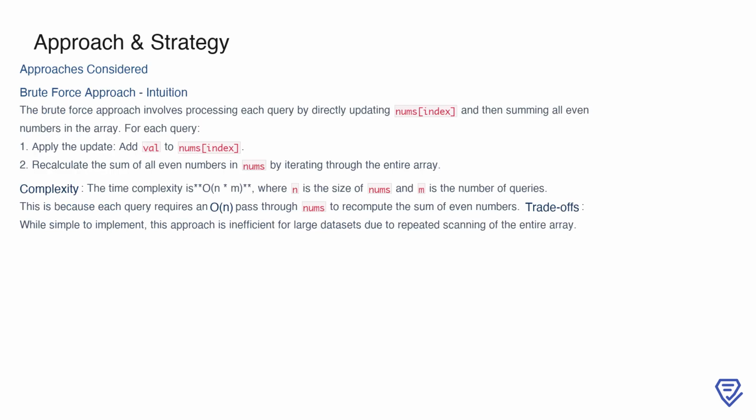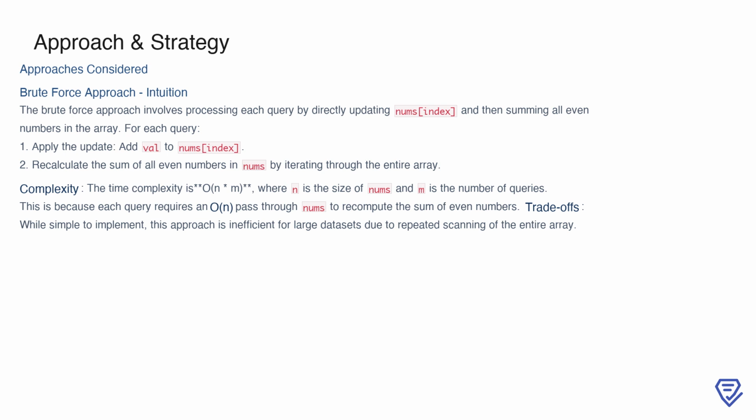To begin, one straightforward approach to solving this problem is the brute force method. The intuition here is simple. For each query, we update the specified index in the array by adding the given value. After applying this update, we then compute the sum of all even numbers in the array. This is done by iterating through the entire array and checking which numbers are even.